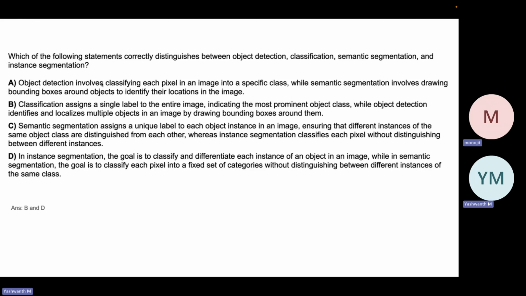This one says object detection involves classifying each pixel in an image. A is wrong. And B is fine. Semantic segmentation assigns a unique label to each instance in an image. This is also not correct. In instance segmentation, the goal is to classify and differentiate each instance of an object in an image. That's true. While in semantic segmentation, the goal is to classify each pixel into a fixed set of categories without distinguishing between the different instances of the same class.